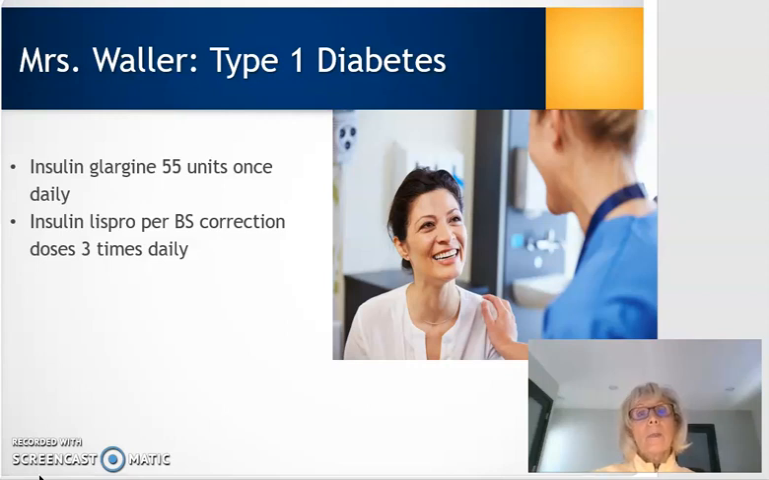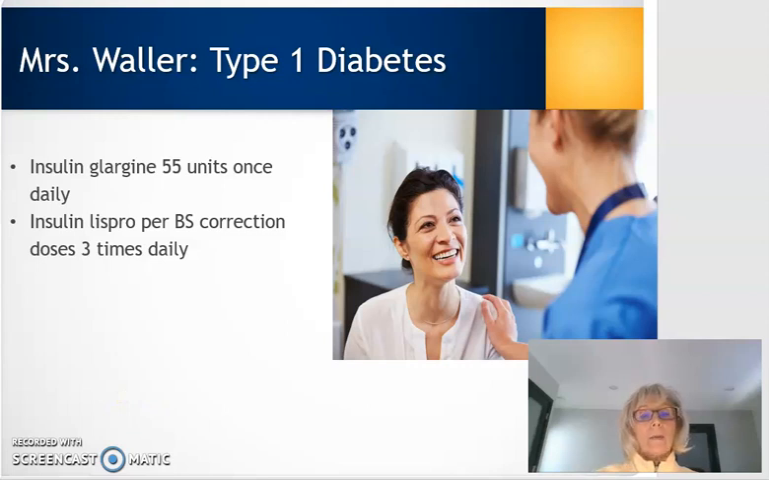And in this one, we're going to explore a little bit deeper about Mrs. Waller and how we're going to be using drugs, particularly insulin, to treat her type 1 diabetes. After she was stabilized in the ED, she was put on a regimen of taking insulin glargine 55 units once daily and Lispro insulin per blood sugar correction 3 times a day. This is a pretty standard way in which we can treat diabetes because it really does provide good coverage for the patient across a day.